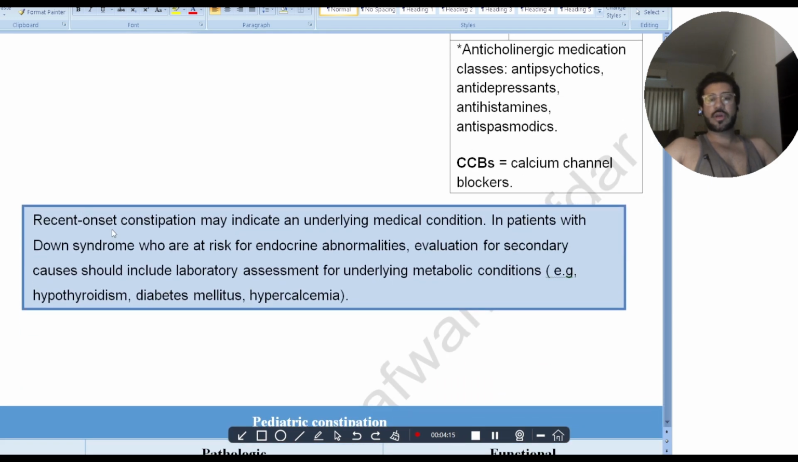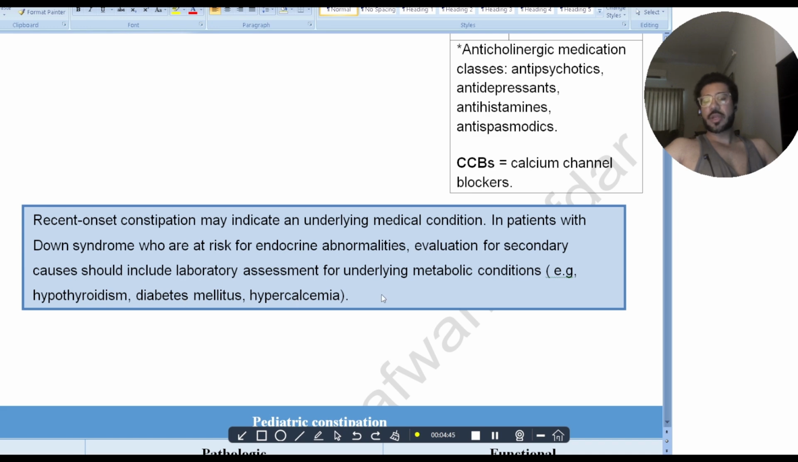So, one of the main points here is recent onset constipation. The one thing that you need to keep in mind is that acute onset constipation without prior history of constipation is always an alarm signal. Recent onset constipation may indicate an underlying medical condition. In patients with Down syndrome who are at risk for endocrine abnormalities, evaluation of secondary causes should be done. For example, hypothyroidism, diabetes mellitus, hypercalcemia.